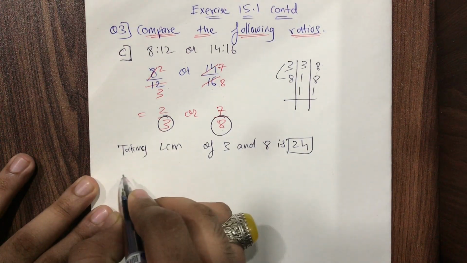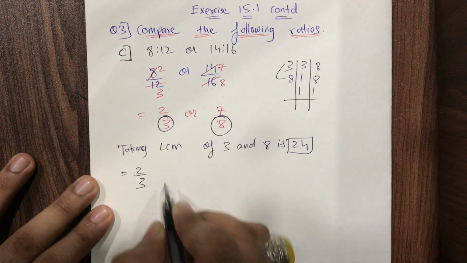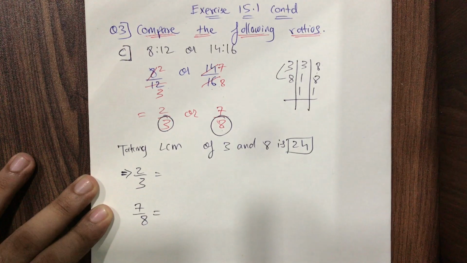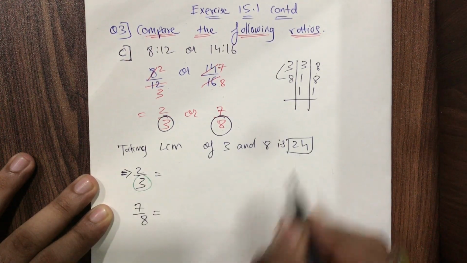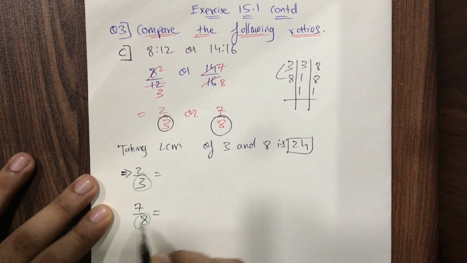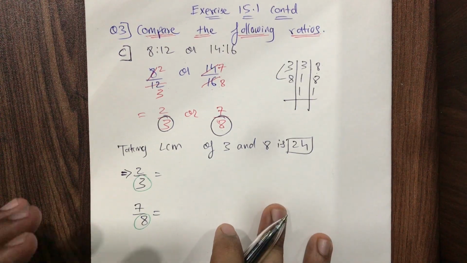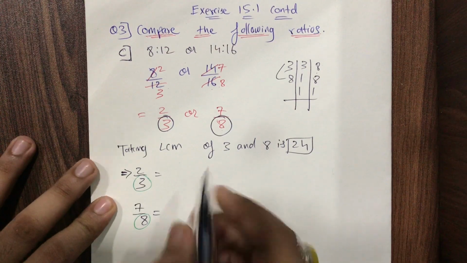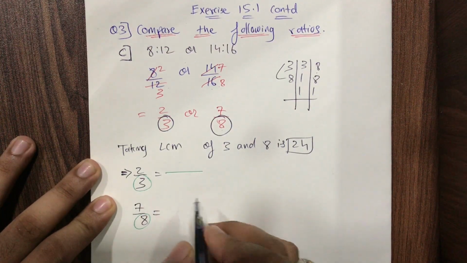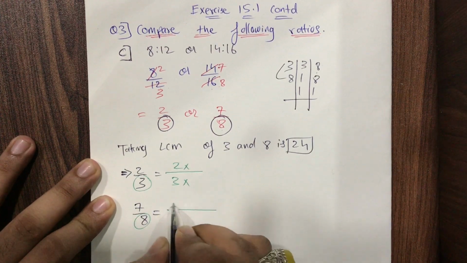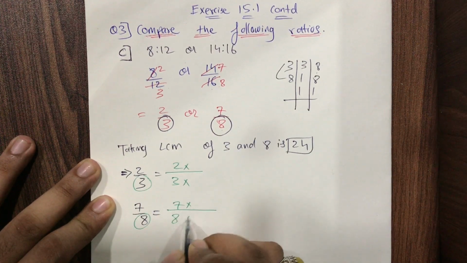So what to do now? Now pay attention. This 2 upon 3 I'll write with an equal to sign. Similarly, I'll write over here 7 upon 8 and equal to. Now my aim is just to convert this 3 into 24 and 8 also to 24. So this is the best way of solving such type of questions. Now what to do? I'll make a denominator like this. 2 as it is I'll copy, multiply. 3 as it is copy, I'll multiply. 7 upon 8 as it is copy, multiply.